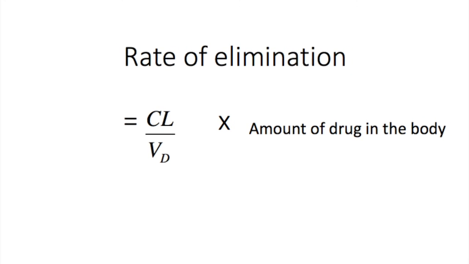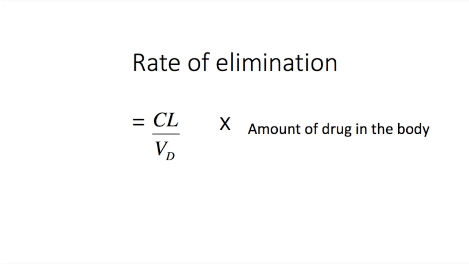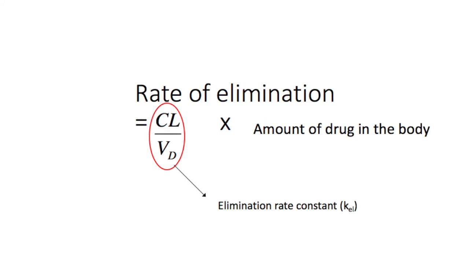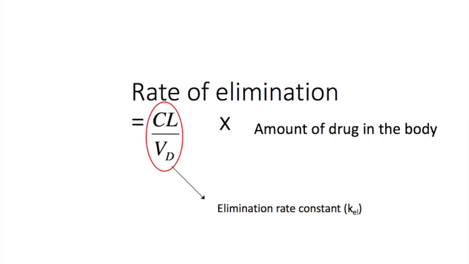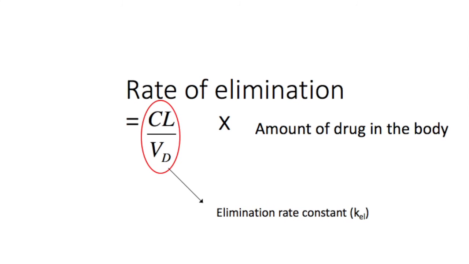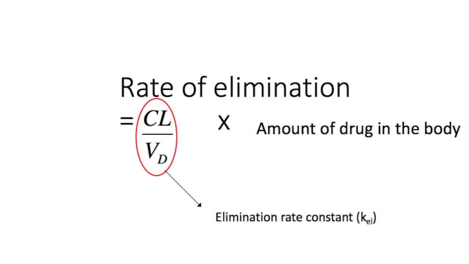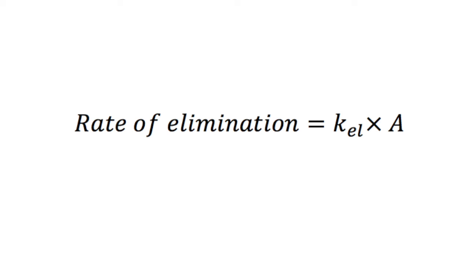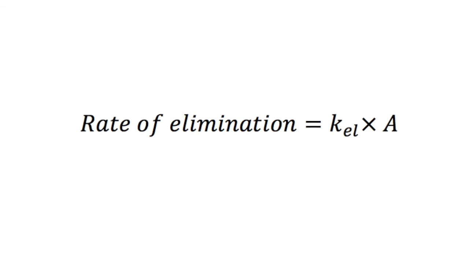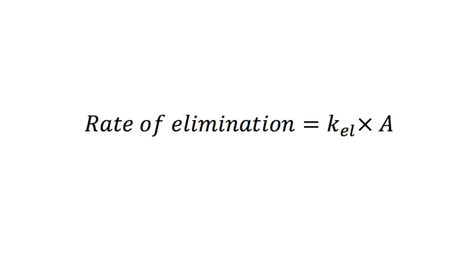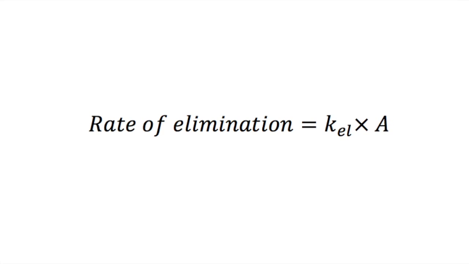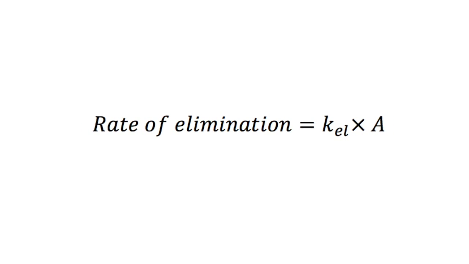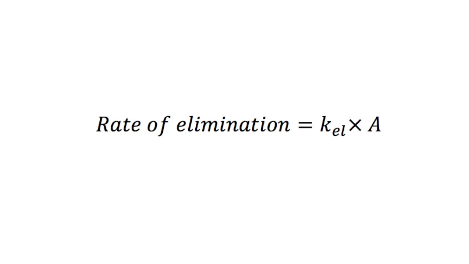Rearranging the terms slightly, we can bring together the two parameters which are constants. And we see that it is the ratio of clearance to volume of distribution that determines the value of the elimination rate constant. And it's the elimination rate constant that relates the rate of elimination to the amount of drug in the body at a particular point in time. And remember that that amount is constantly changing as more and more drug is excreted from the body.